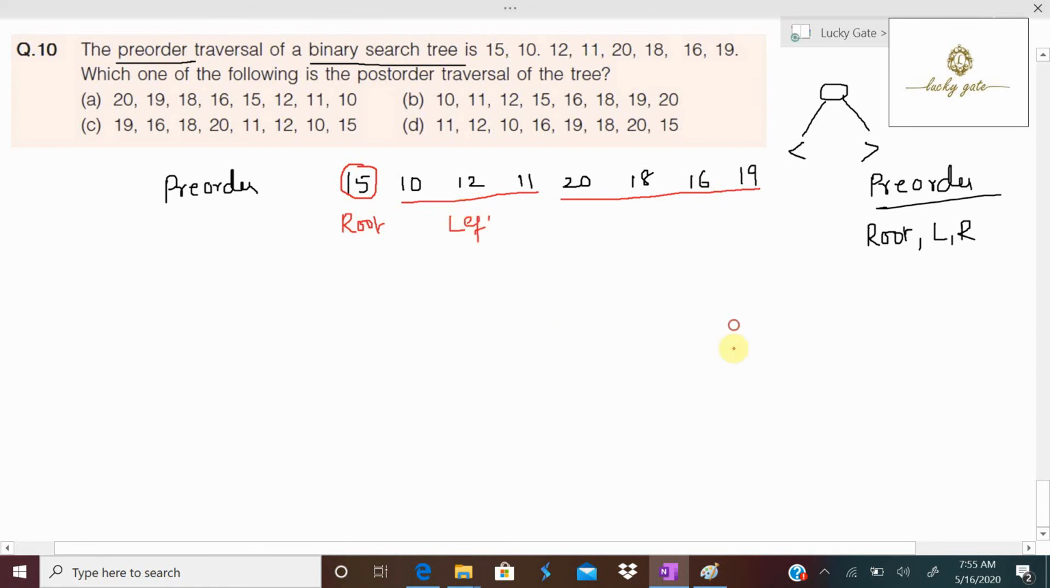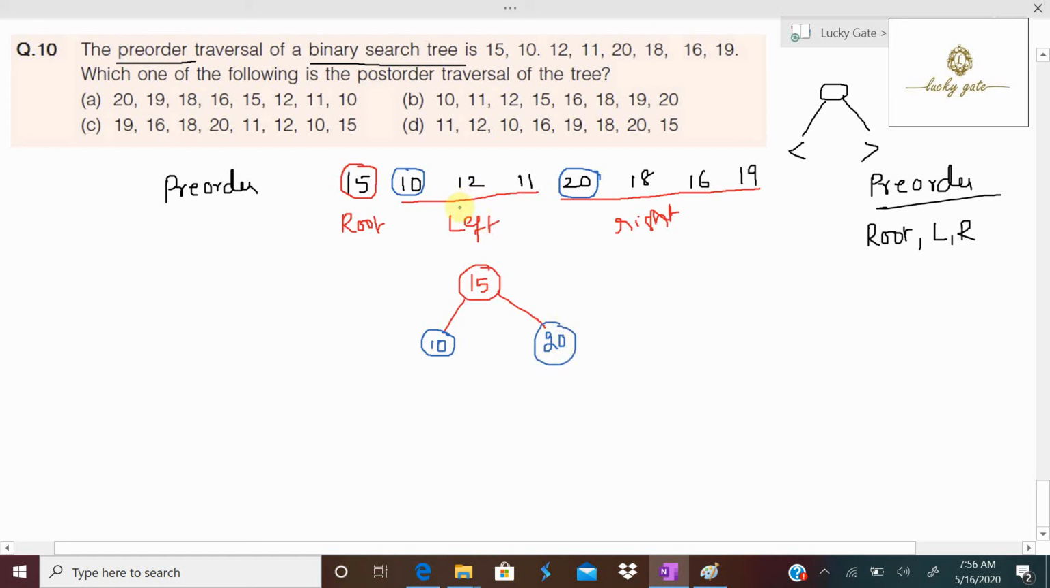This is the left subtree, and this is the right subtree. So here the root of the tree is 15, its left subtree is 10, 12, 11 which should come in the left part, and 20, 18, 16, 19 will come to the right subtree. In that 10, 12, 11, again the root will be 10, means 15's left subtree will have 10, 12, 11, its left is 10, and for its right subtree, again it is a pre-order traversal, the first element will be the root node of this subtree, means here its right is 20.